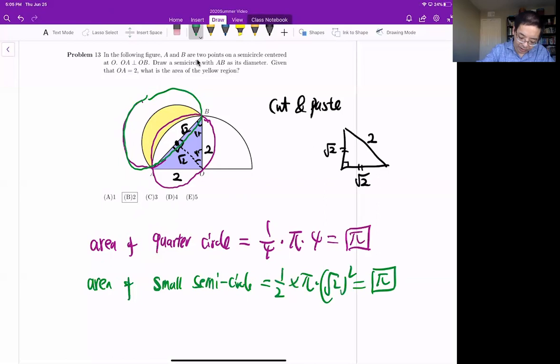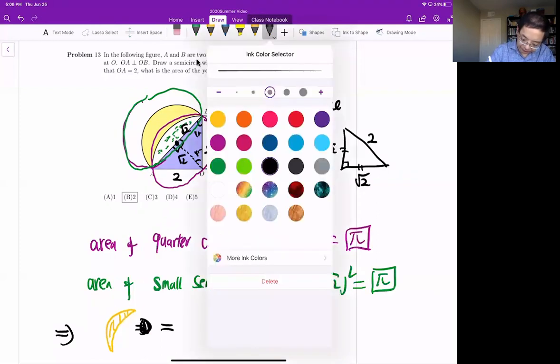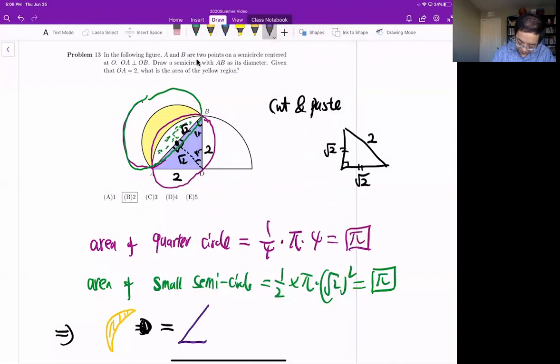And meanwhile, you see they share this sector, right? So that implies this part equals that, so equals this right triangle. They are the same, right? So this is 2 and this is 2. Then we just get the area of this equals 2.